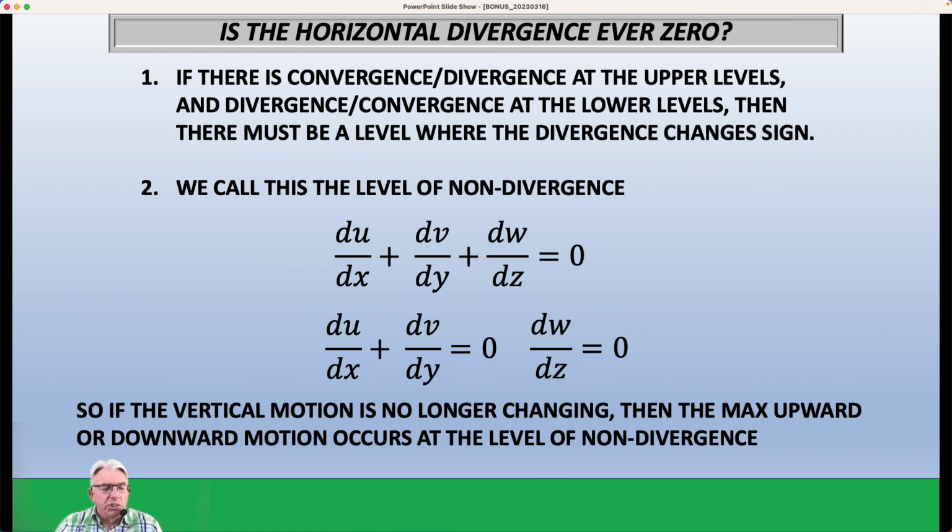of non-divergence. So if the air is coming together at the bottom, it starts to go up, and it goes up faster and faster and faster, and it reaches its max at the level of non-divergence, and then above that, it starts to decrease, and when it gets to the top of the troposphere, it's basically 0.